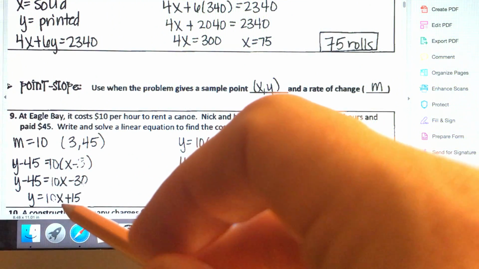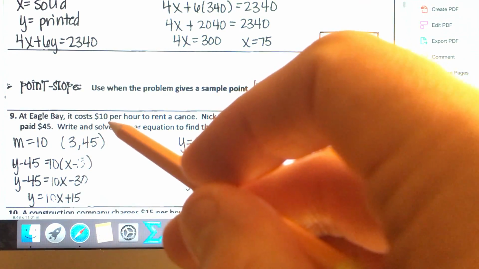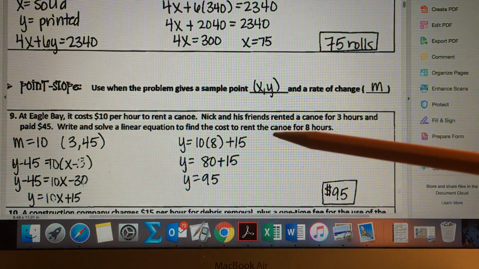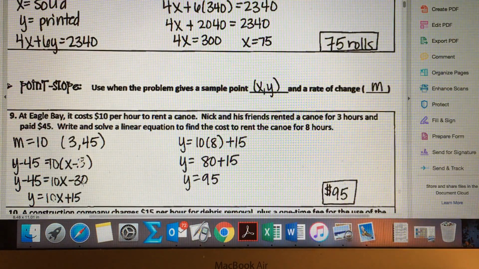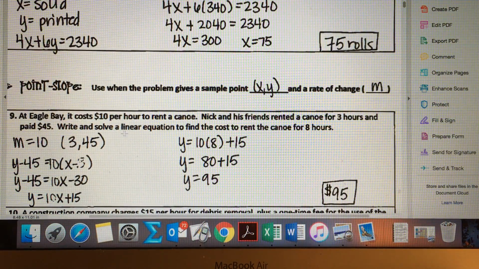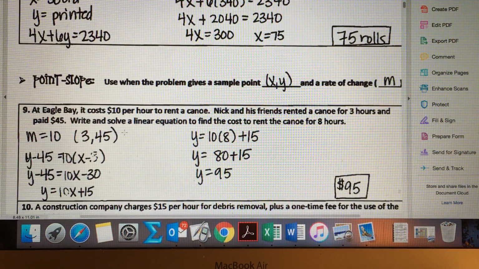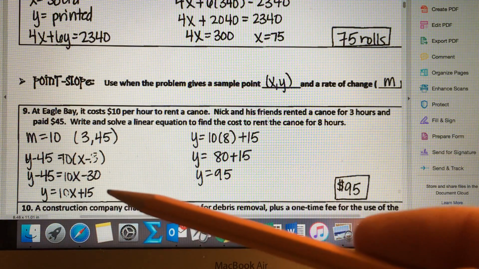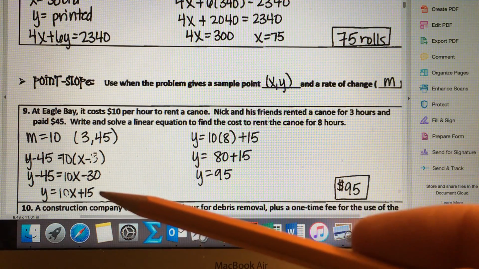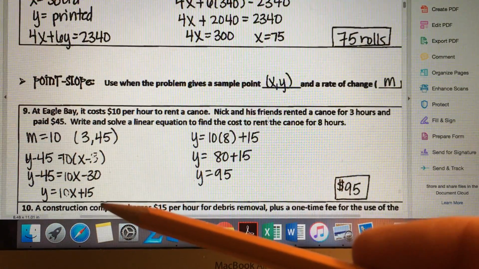And just because it's in this form doesn't mean the x still doesn't represent hours, and the y is going to represent, remember, the cost to rent the canoe. So now it said write and solve a linear equation to find the cost to rent the canoe for 8 hours. So there's our linear equation right there. And now we need to find the cost to rent the canoe for 8 hours.